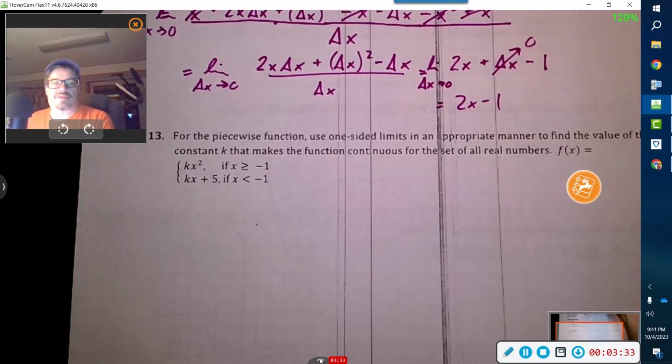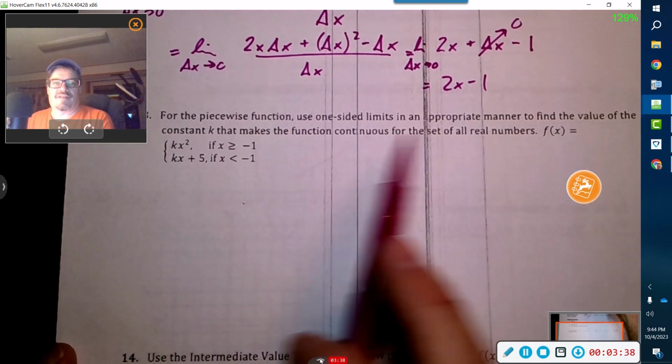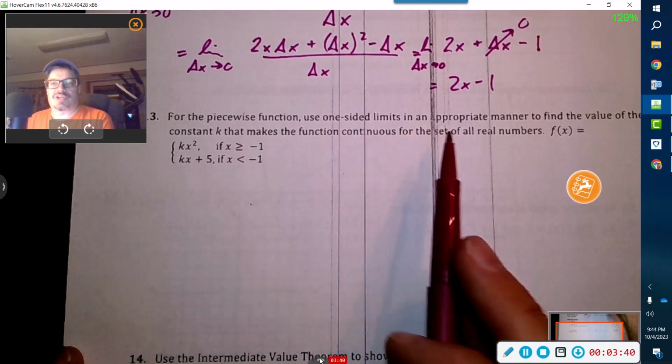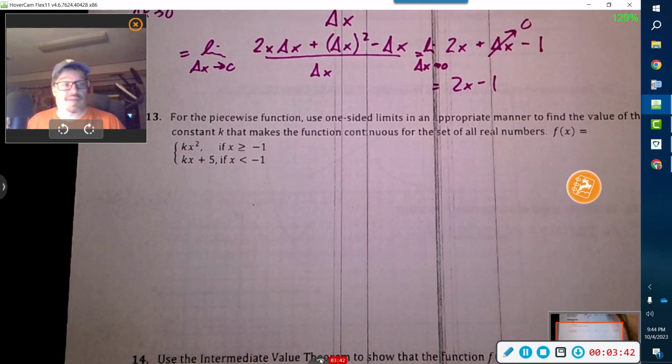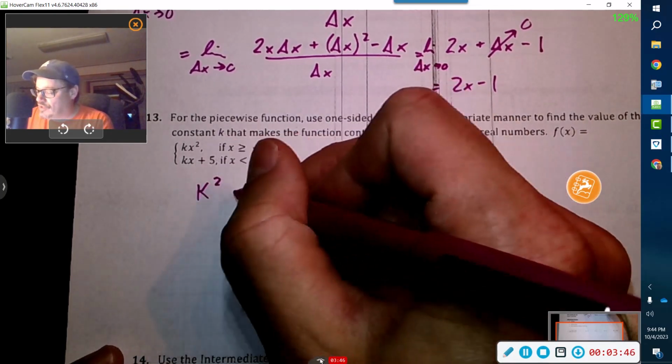Okay, so for the piecewise function here, use one-sided limits in the appropriate manner to find the value of the constant k that makes this function continuous. We've done this before in the other examples, so it looks like we need to have these guys equal to each other.